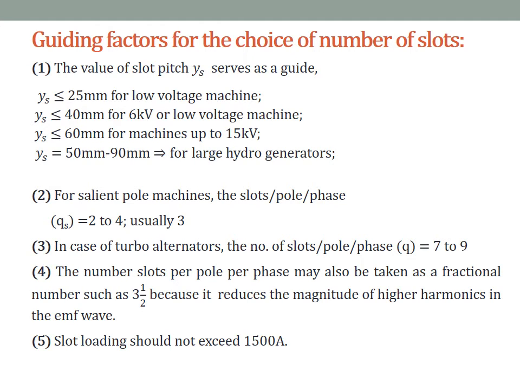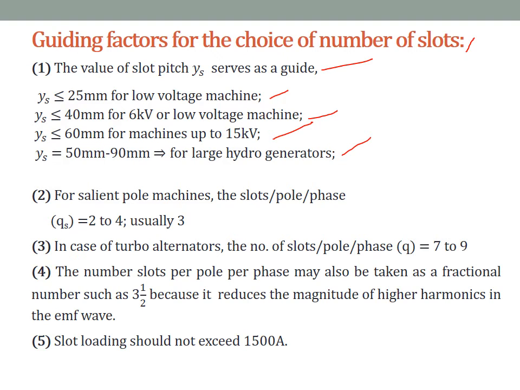Now there are some guiding factors for the choice of the number of slots. The value of slot pitch Ys serves as a guide. Ys, the slot pitch, which is pi D by Ss, should be less than or equal to 25 mm for low voltage machines, less than or equal to 40 mm for 6 kV or lower voltage machines, less than or equal to 60 mm for machines up to 15 kV, and between 50 mm to 90 mm for large hydro generators.